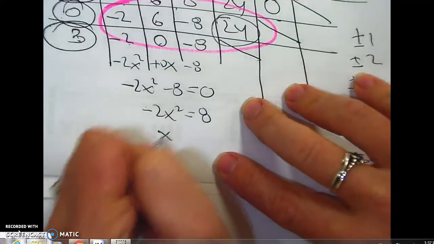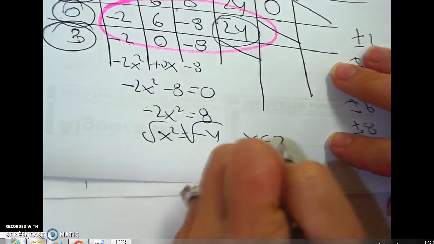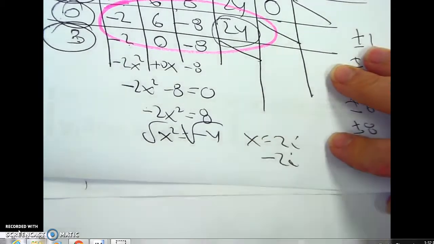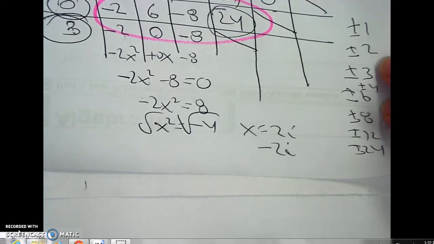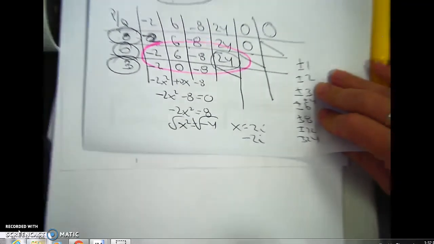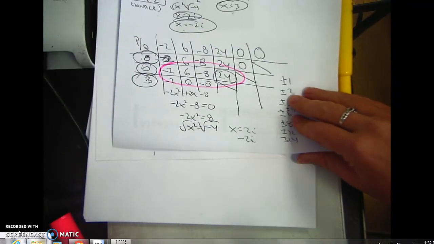Divide by negative 2. Square root, and that's where you get x equals 2i and negative 2i. Okay? So all of that work, don't worry, you'll have enough space on your tests if you're doing all this work, okay, will lend itself to give you the answer in factored form.